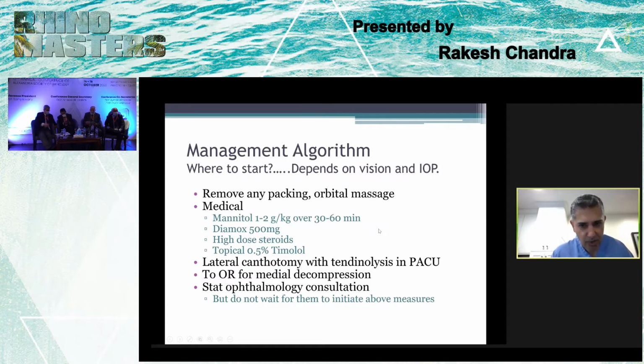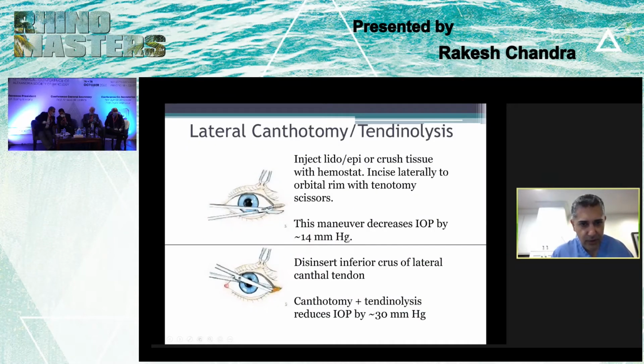Now, the first step in decompression, the most acute thing you can do, is a canthotomy and tendinolysis, and that's where this looks at the left eye. Here is the lateral canthus. You can either crush that tissue with a hemostat or inject it with lidocaine and epinephrine, and then incise laterally to the orbital rim. This will decrease intraocular pressure by about 15 millimeters of mercury.